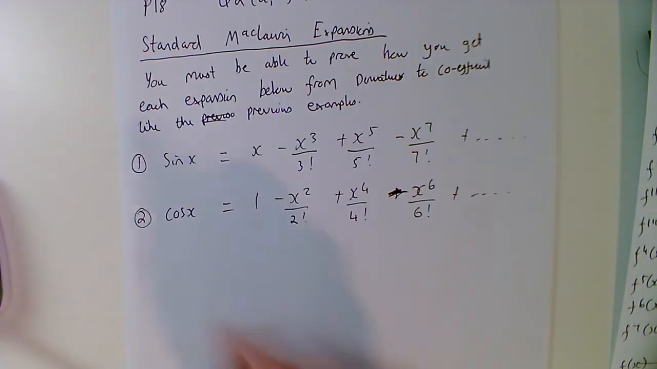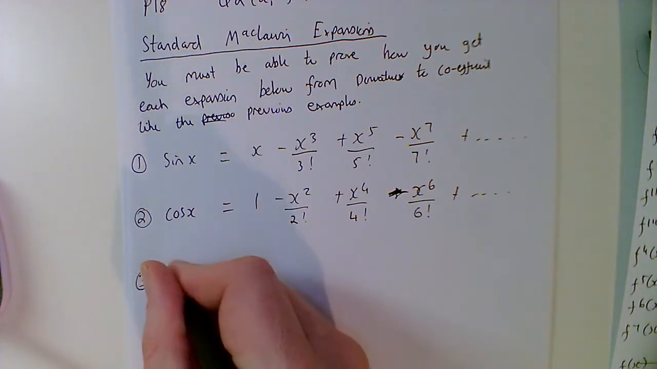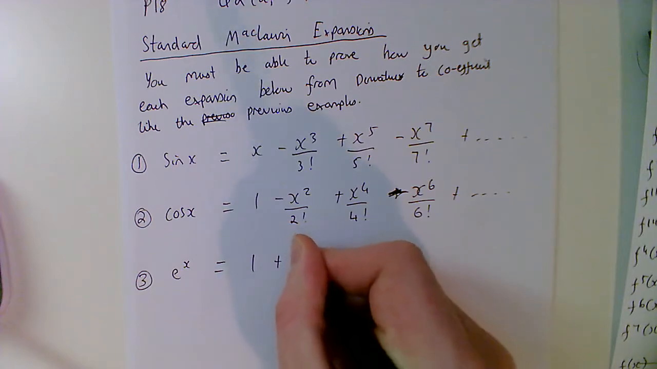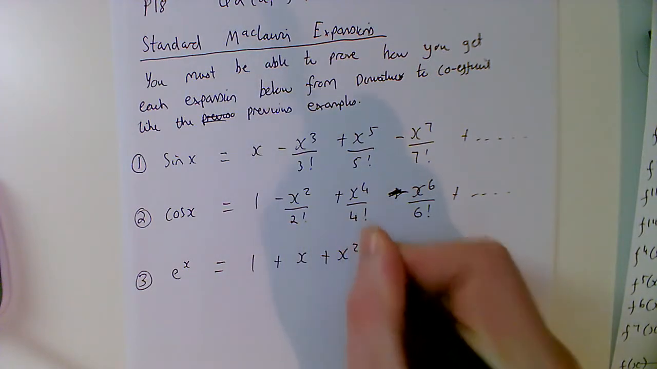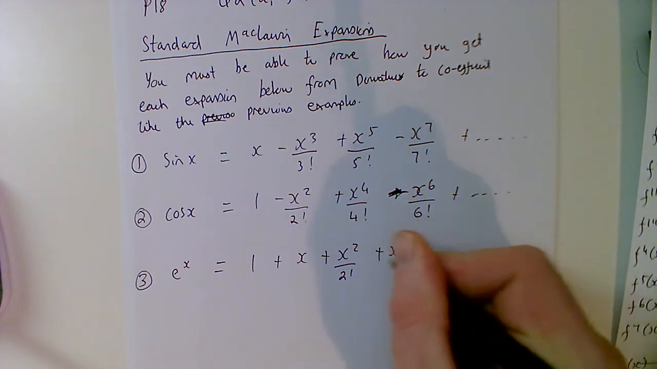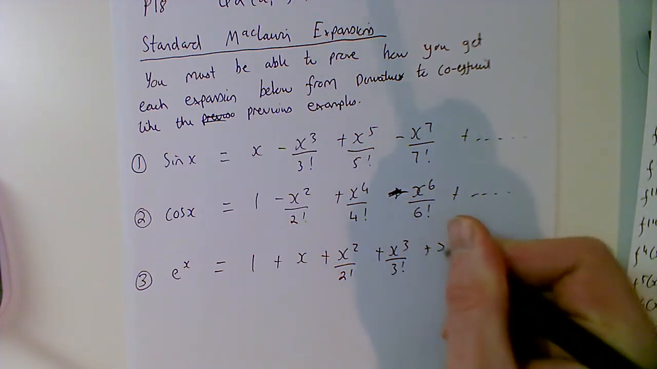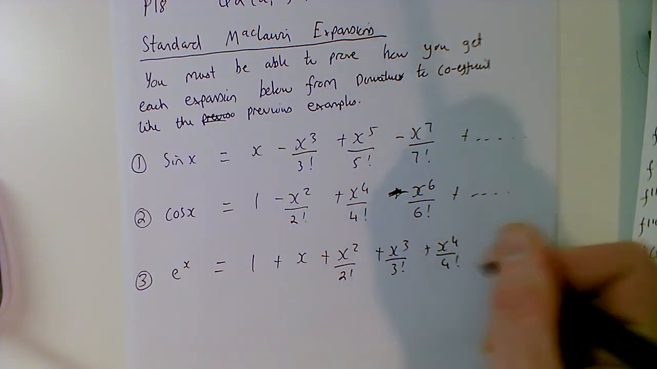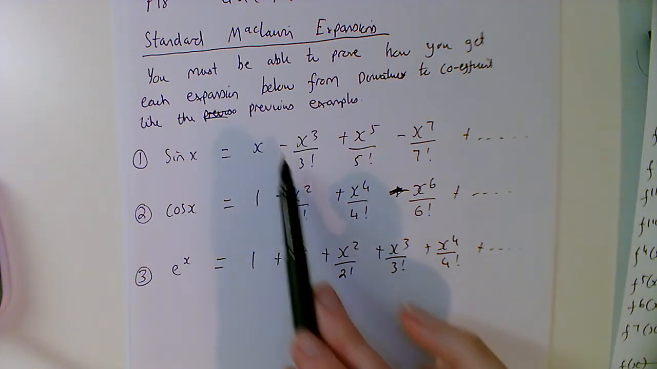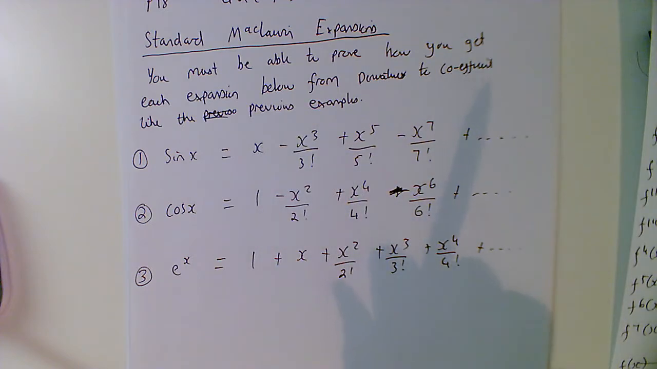Right, another one you need to be able to use and prove is that the exponential is 1 plus x plus x squared over 2 factorial plus x cubed over 3 factorial plus x to the power of 4 over 4 factorial plus and on and on and on. The exponential is always a plus and it has every single term in it. As you can see, with sin and cos, the signs alternate.